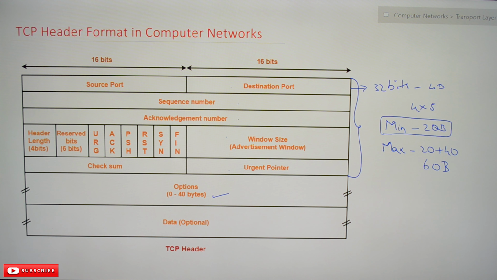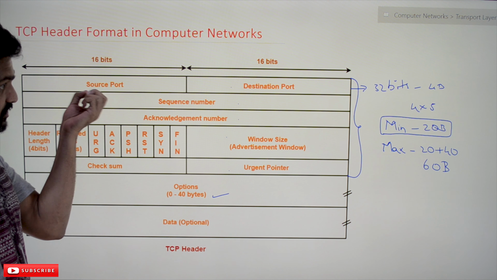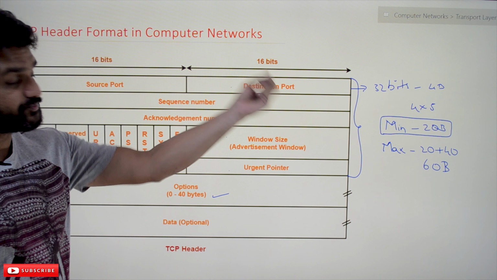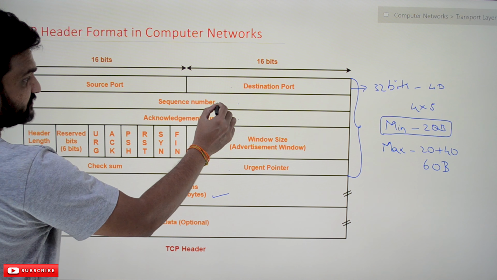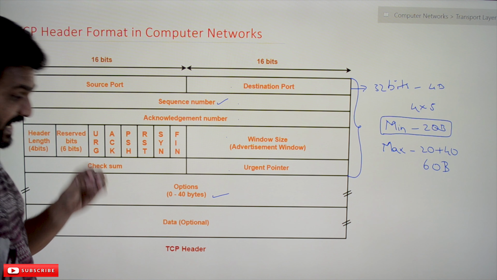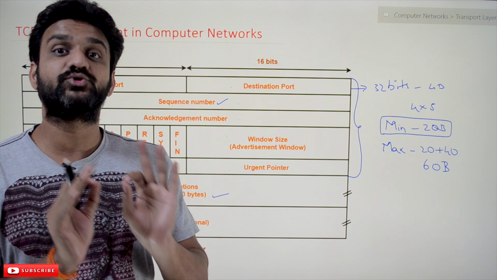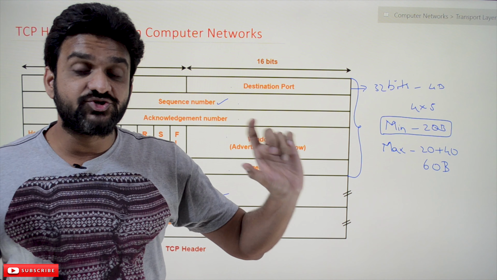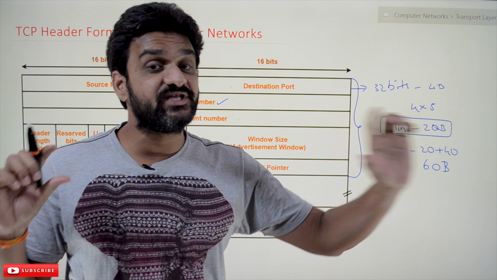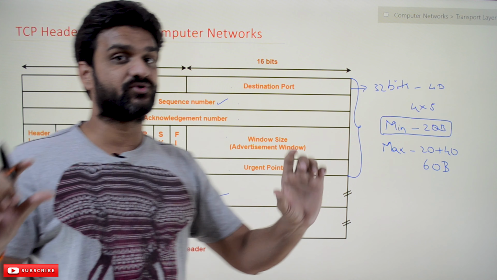Coming to the fields of the TCP header, first is the source port number, and then the destination port, which is the port number used at the destination. The sequence number is for reliability. As we have discussed, TCP is an end-to-end protocol and it is a reliable protocol. It ensures end-to-end communication between the source and destination.